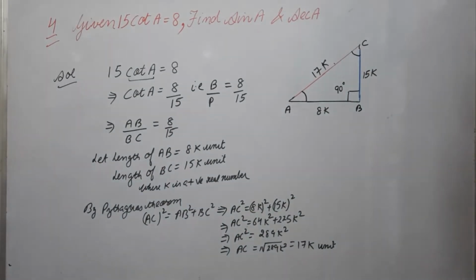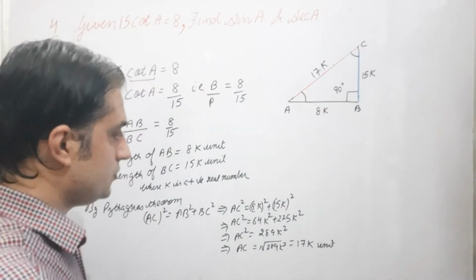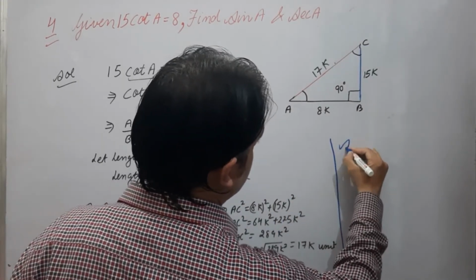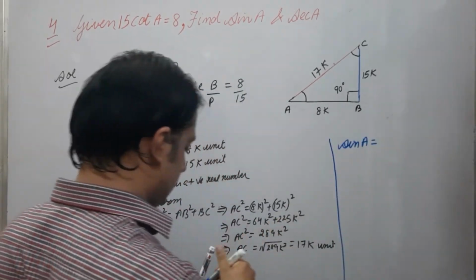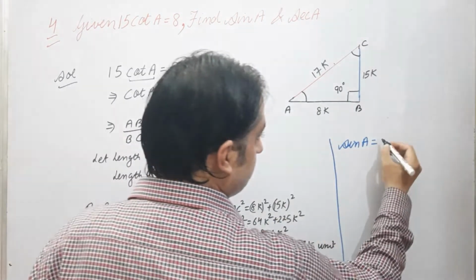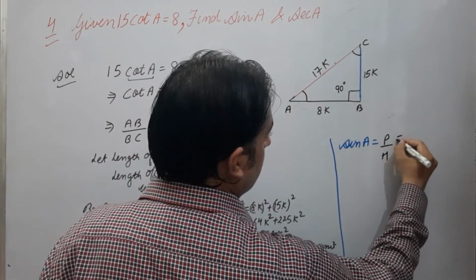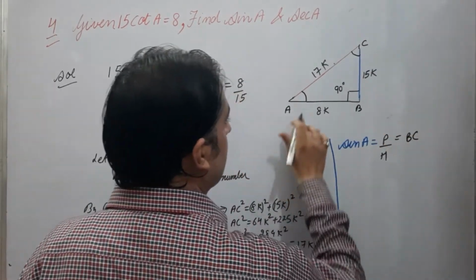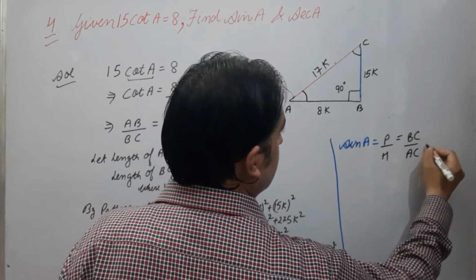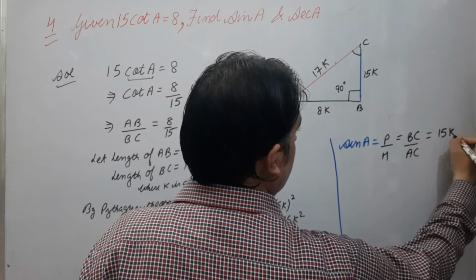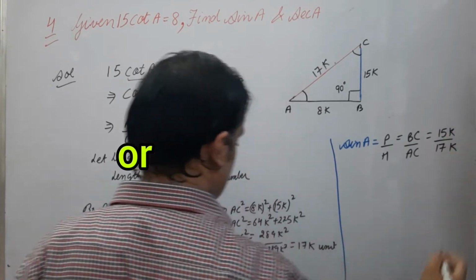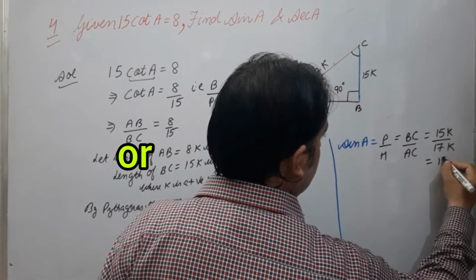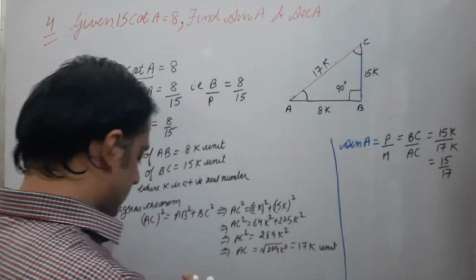Once you know the three sides, you can easily find the T ratios. First is sin A. You know sin A is perpendicular upon hypotenuse. The length of the perpendicular is BC, the opposite side for angle A, and the hypotenuse is AC. So it is 15k upon 17k, which is 15 upon 17. This is a T ratio for angle A.